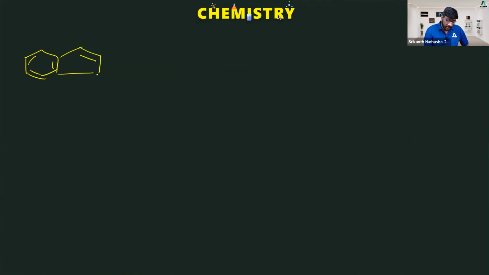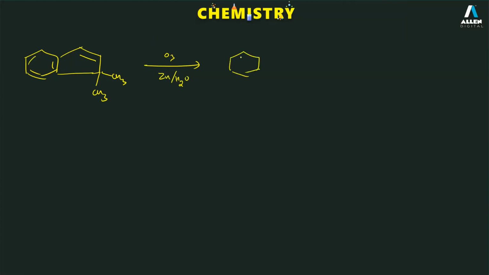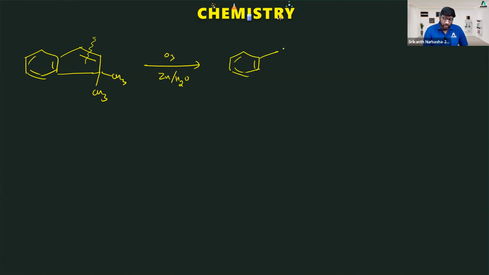The five-member ring is obtained here. Two methyls present. This I am reading with the O3 in the presence of Zn/H2O. Is O3 in the presence of Zn/H2O reductive ozonolysis or oxidative ozonolysis? Reductive ozonolysis. Reductive ozonolysis means you have to simply break the sigma and pi bond both and substitute C=O wherever it is present.